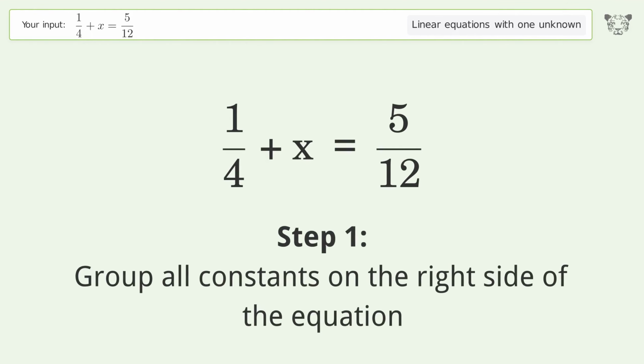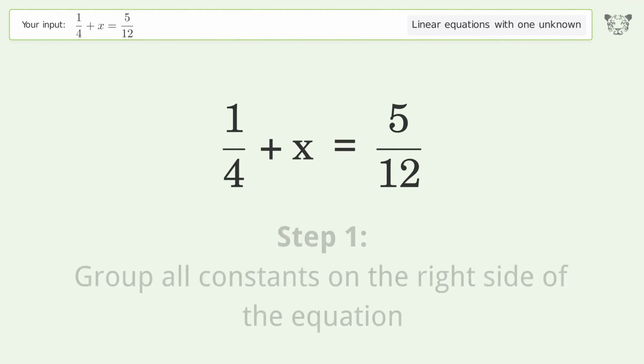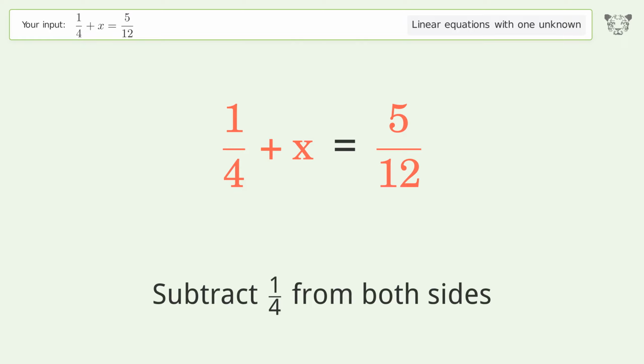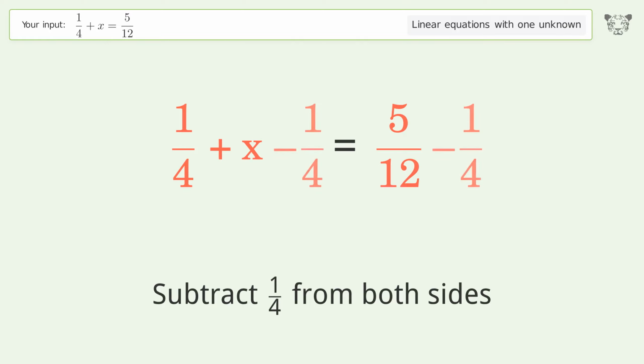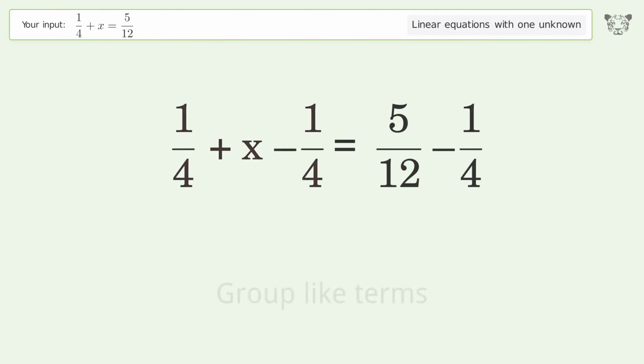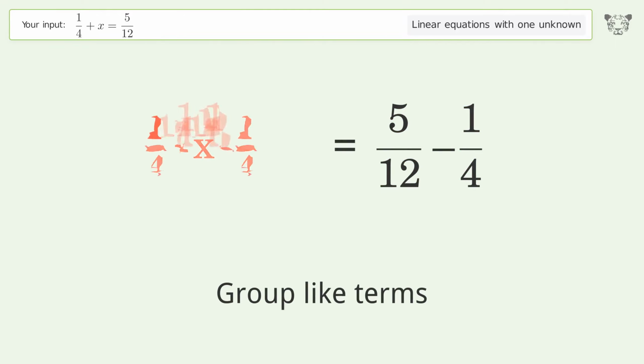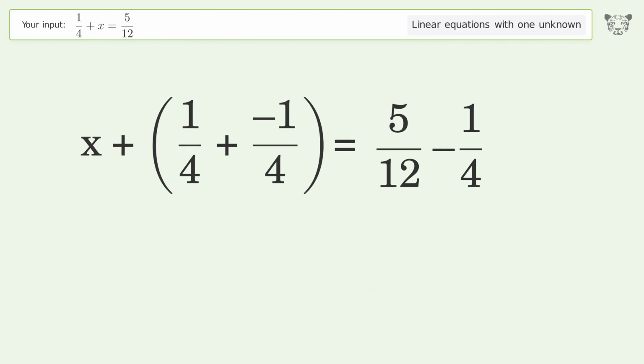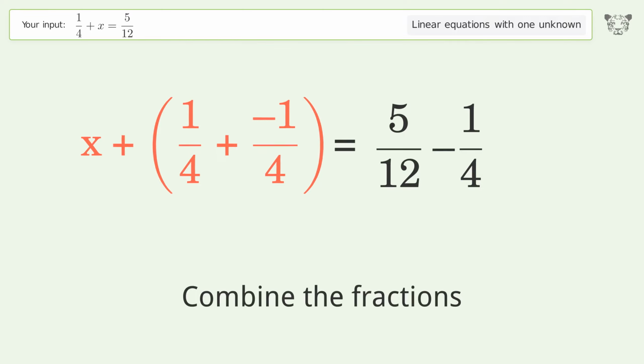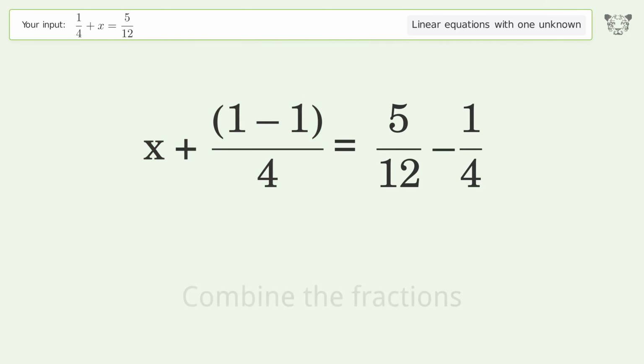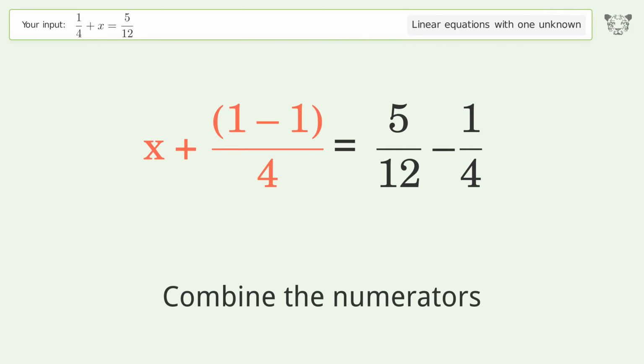Group all constants on the right side of the equation. Subtract 1/4 from both sides. Group like terms. Combine the fractions. Combine the numerators.